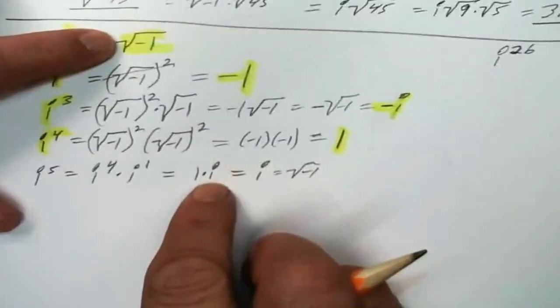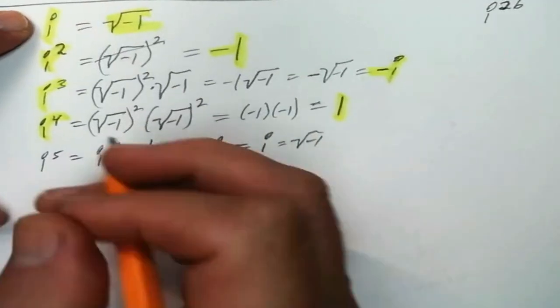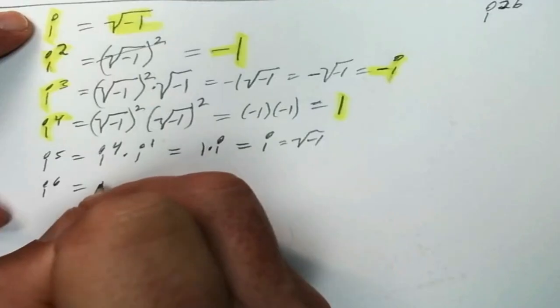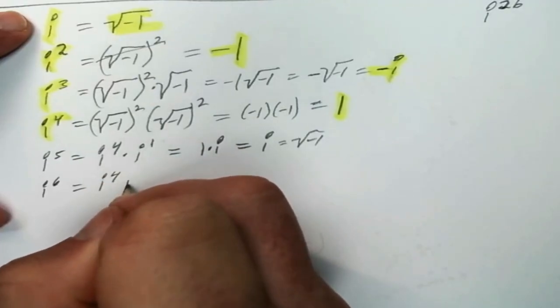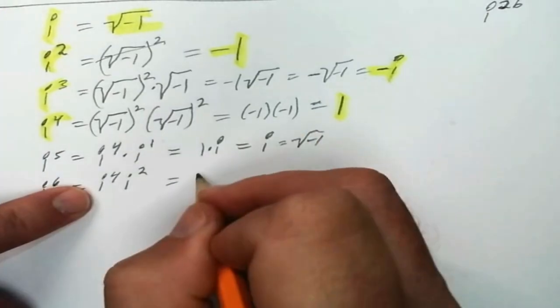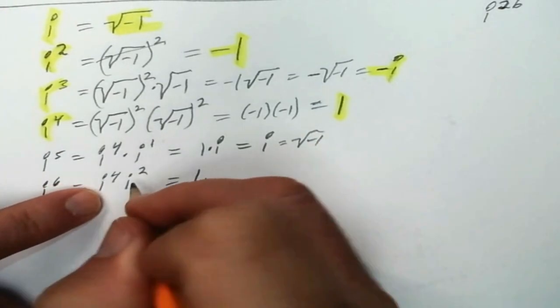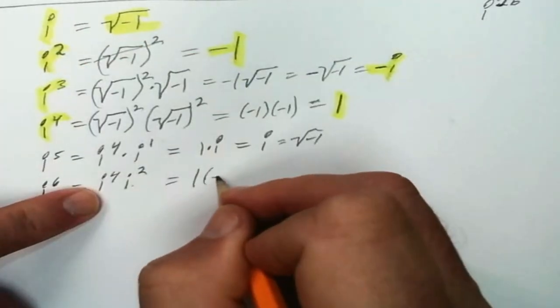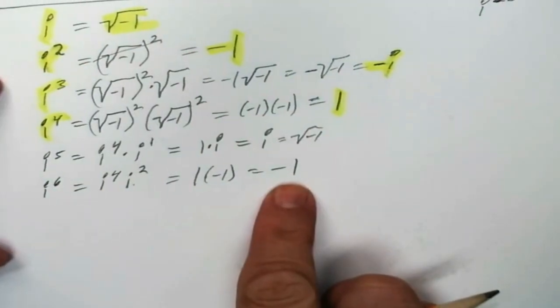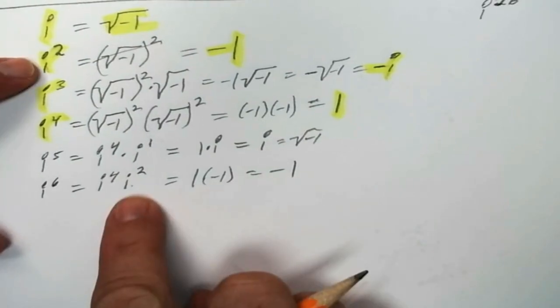That's the same thing as i to the first. Well, what about i to the sixth? Well, that's i to the fourth times i squared. i to the fourth is just 1. i squared is -1. So that just equals -1 because i squared is -1.